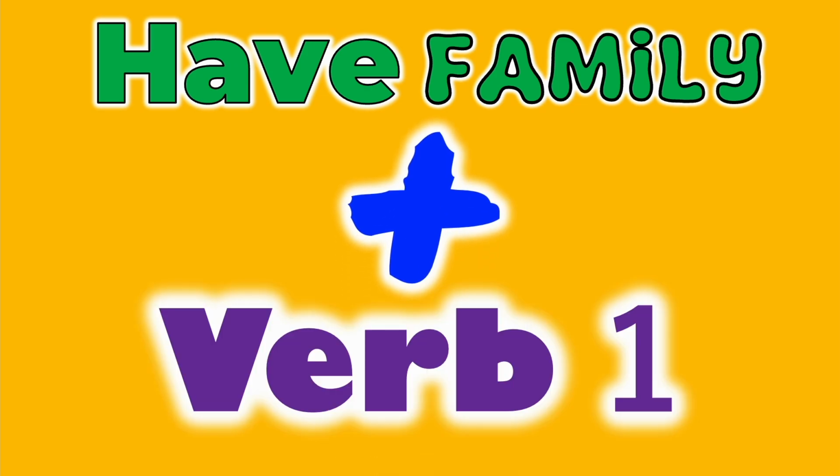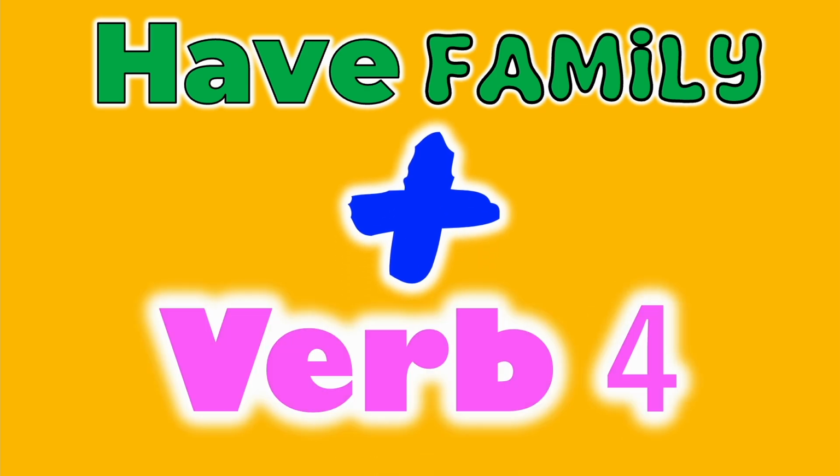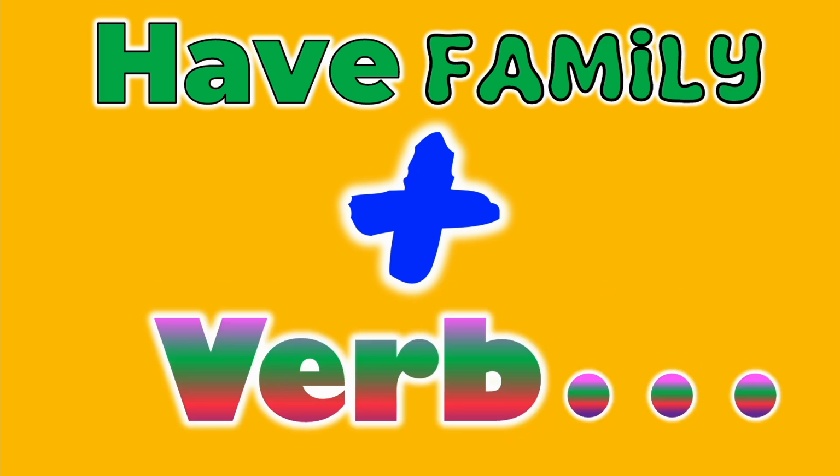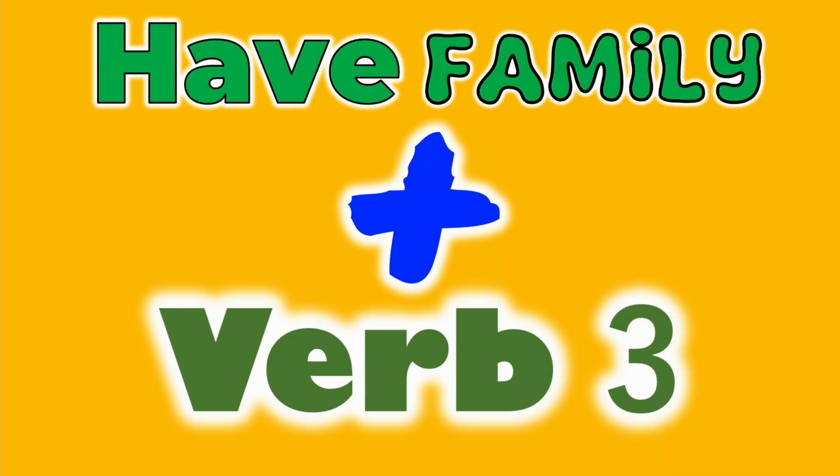The have family needs a partner. Is it verb 1? Is it 2? Is it 3? Okay, let's figure it out. With the have family, our partner verb is always going to be verb 3. All right? The helping verb have, or has, or had, or haven't, or hasn't, always using verb 3 as the partner. Verb 3 is a very important form in English.